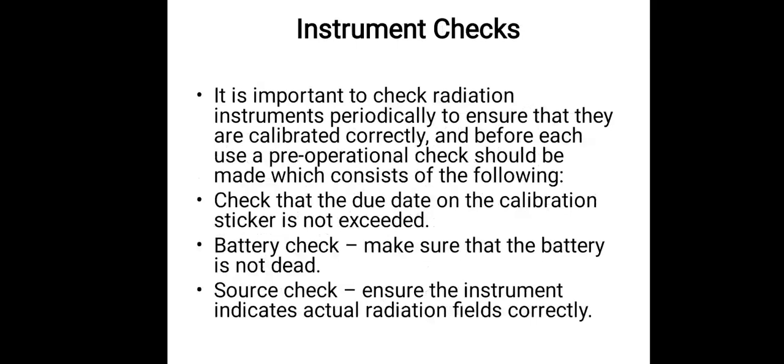Instrument checks: in the last stage, we check the instrument for proper functioning and maintenance. It is important to check the radiation instruments periodically to ensure that they are calibrated correctly, which is yearly calibration, and before each use a pre-operational check should be made, consisting of the following checks. Check that the due date on the calibration sticker is not exceeded. Battery check and source check, if a source is used in the detector.